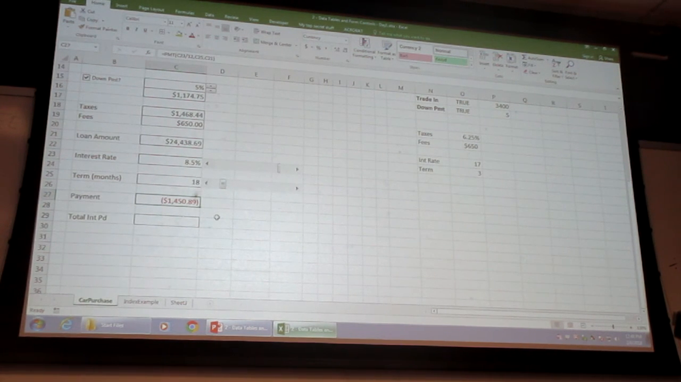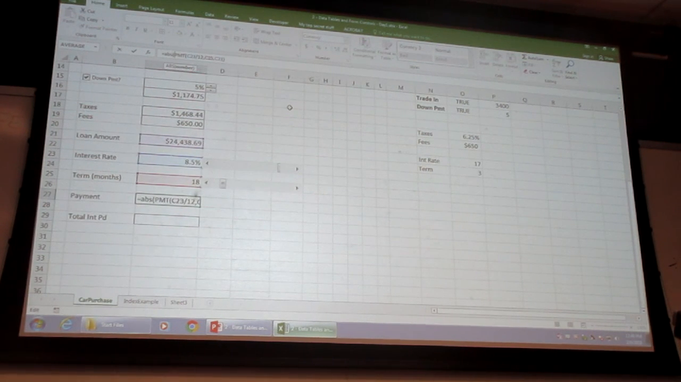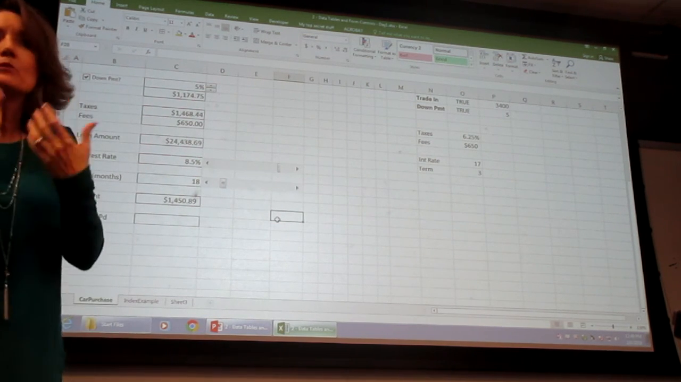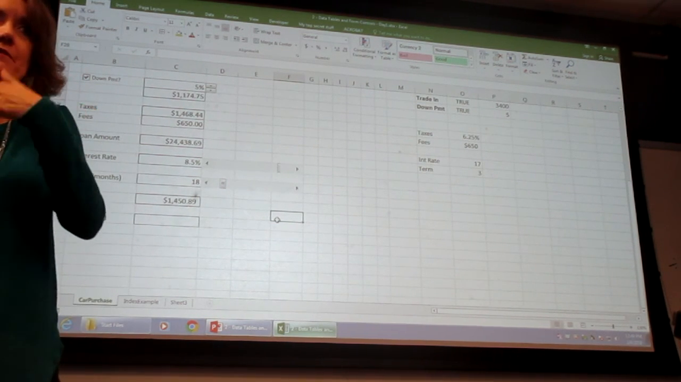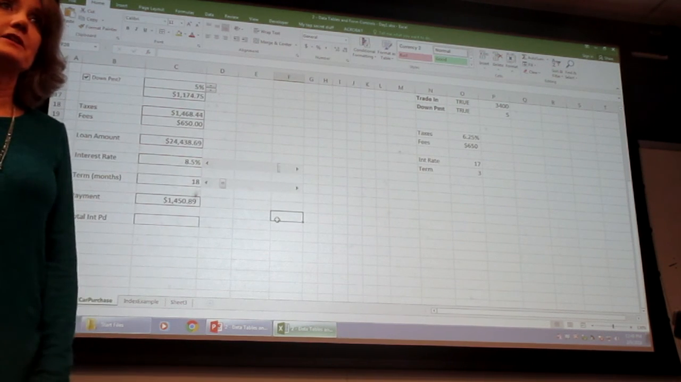So this might be a really good time to put a little absolute value around this so that it displays in its positive form so that it doesn't confuse anybody. But that's the way Excel sees financial functions, as inflows or outflows, and it will just automatically do that.